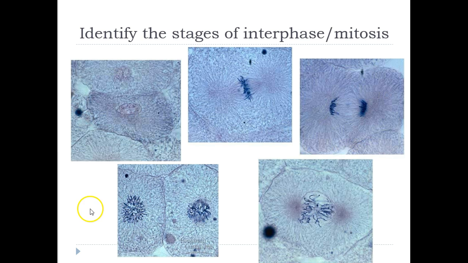And these are what they sort of look like in real life. This would be interphase. This is metaphase. See how the chromosomal material is in the middle. Anaphase, they're apart. This would be after cytokinesis.